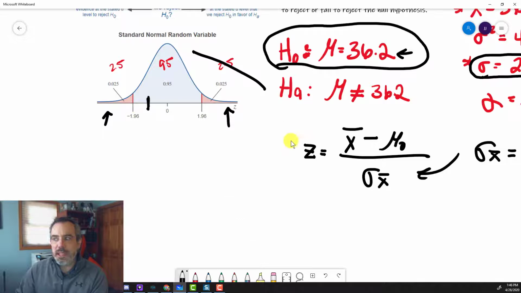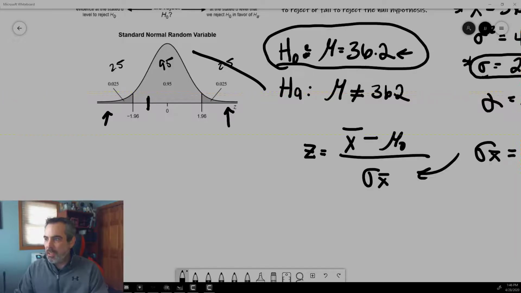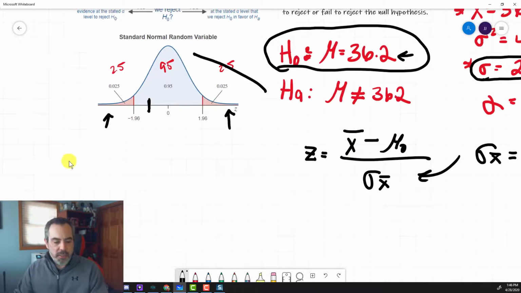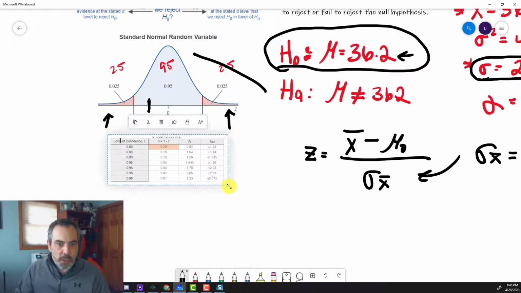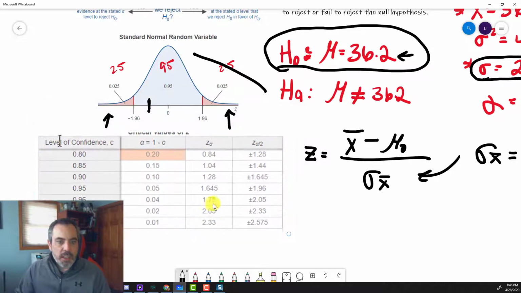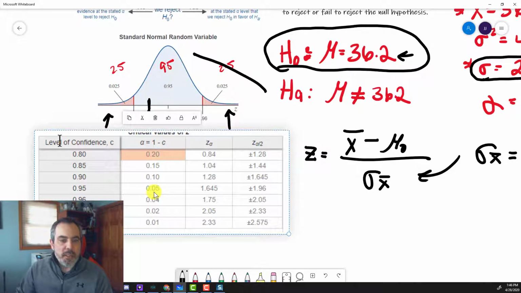Where did that 1.96 come from? If you recall, whenever you're looking at critical values for a standard normal table, a lot of times you are going to be given critical values that are either in a one-tail or two-tail. So here, because I was using a two-tailed test, the critical value is 1.96. If it would have been a one-tailed test, it would have been 1.645.